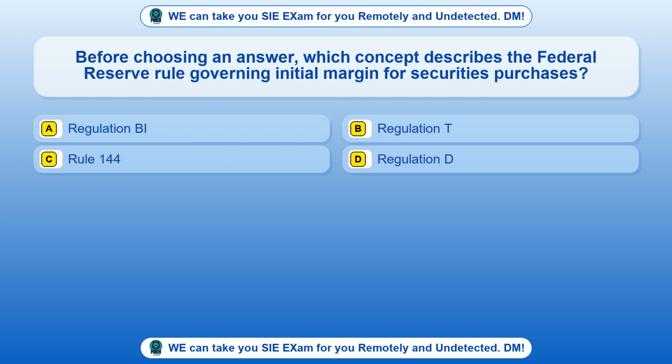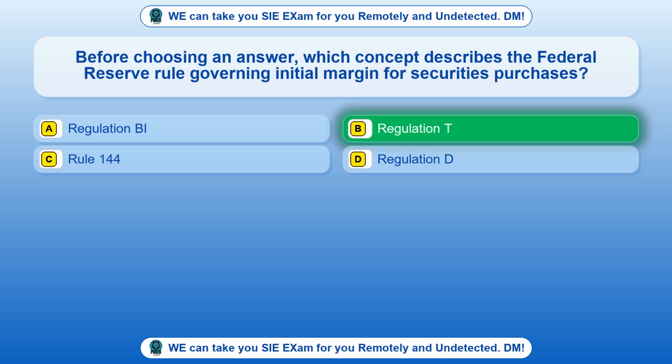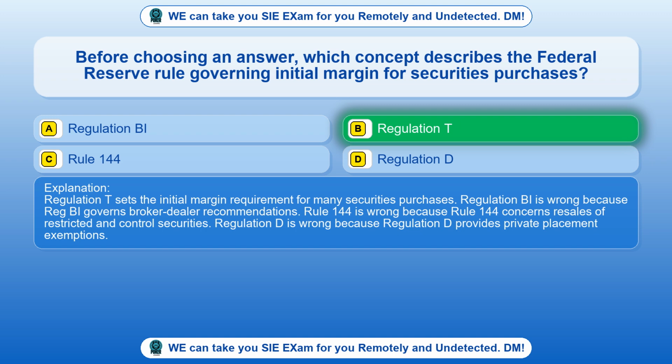Question 30. Before choosing an answer, which concept describes the Federal Reserve rule governing initial margin for securities purchases? Option A, Regulation BI. Option B, Regulation T. Option C, Rule 144. Option D, Regulation D. The correct answer is option B, Regulation T. Regulation T sets the initial margin requirement for many securities purchases.